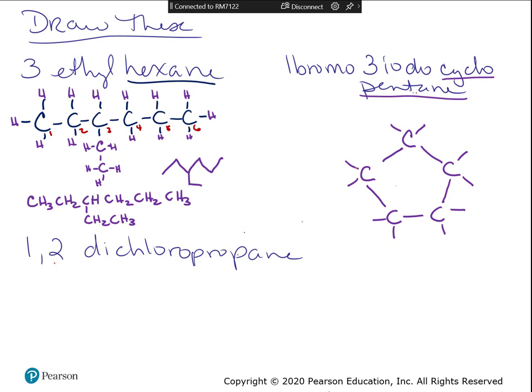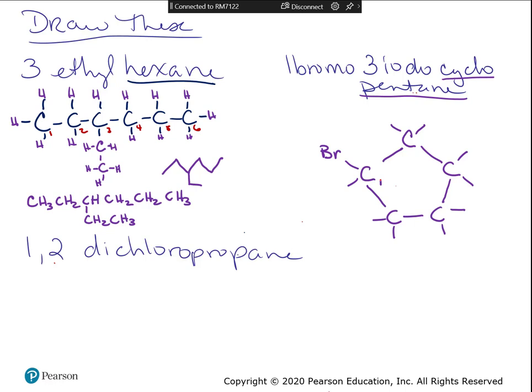Okay? Because remember, this is not stuck. I could twist this. So if I put the bromine sticking off the top, well, I could twist that molecule and have it look like it's sticking off the bottom. But that's going to be carbon number 1. So wherever I put carbon 1, I'm going to put it here. That's where my bromine goes.